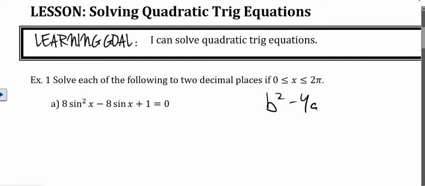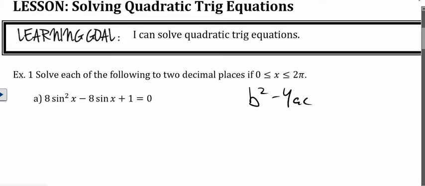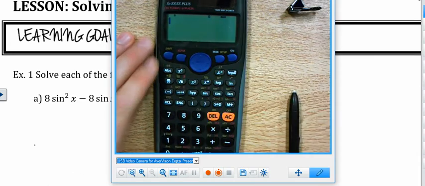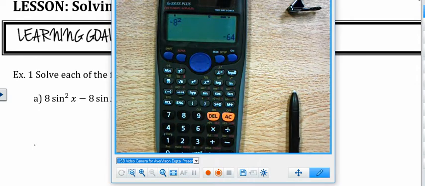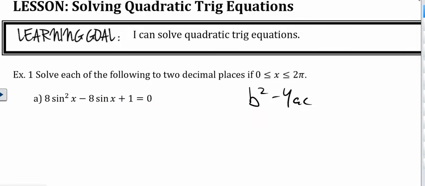B squared minus 4AC. In this case, B is negative 8, right? Be careful of that. But when I square, that part's always going to be positive. If I go negative 8 squared on my calculator, it's going to give me negative 64 because I didn't use brackets. So think for yourself. That part has to always be positive, right? Because it would be in brackets. So it's going to be 64, and then A is 8 and C is 1.